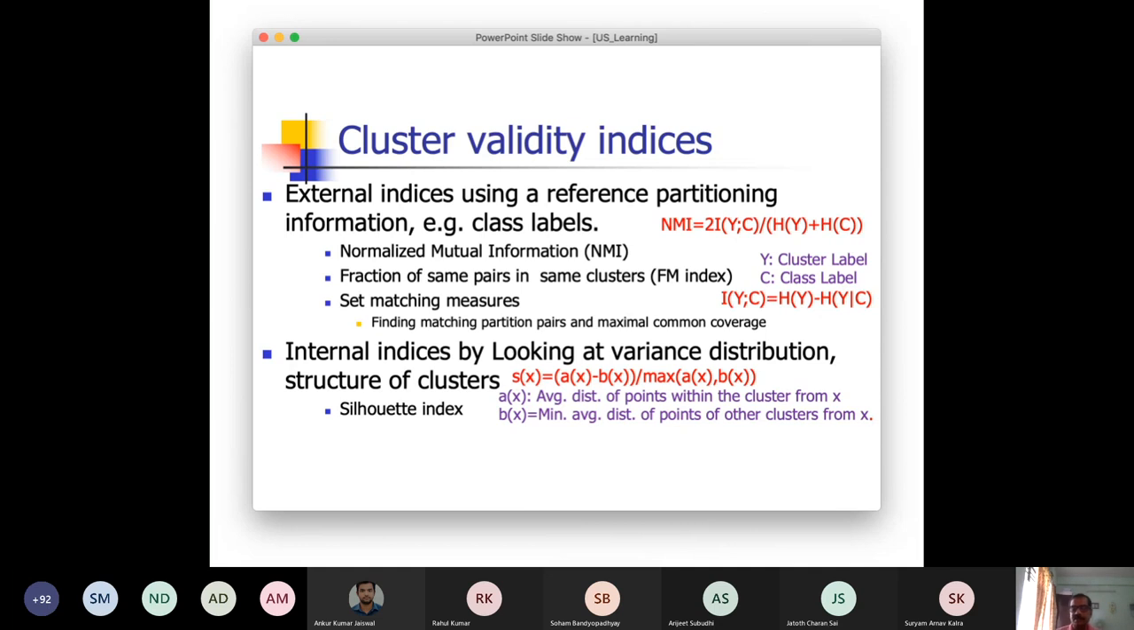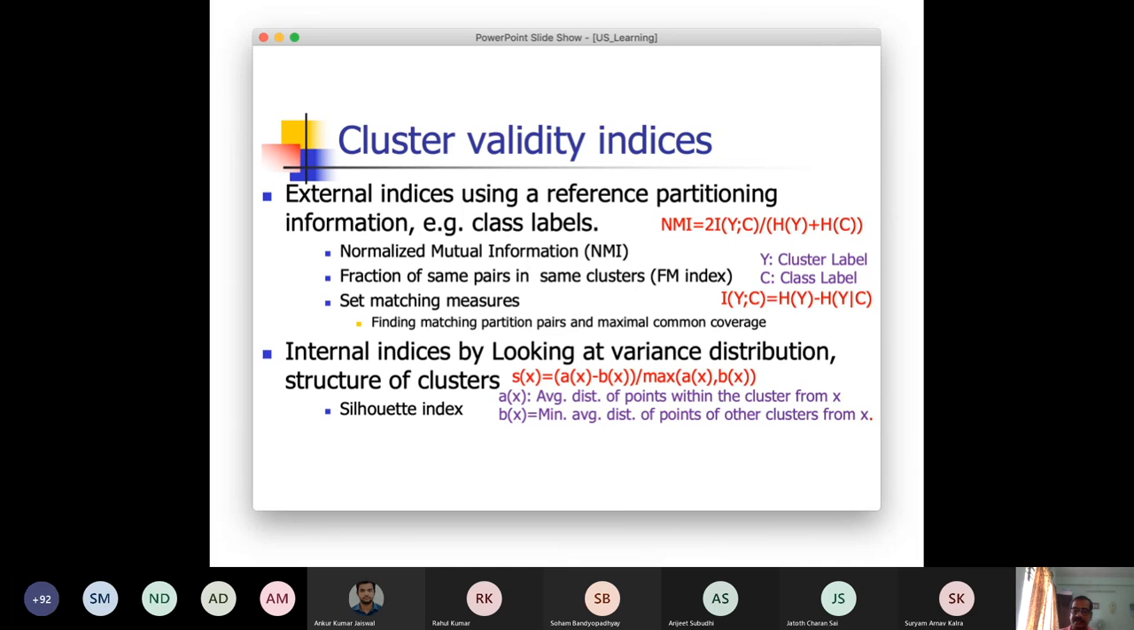That means for that point, you consider every cluster separately and find out the minimum average distance for each of them, but you choose which one also the minimum. So you compute the average distance for each of them, and you choose the minimum of them. That is what it means. So Sx is a kind of silhouette index.